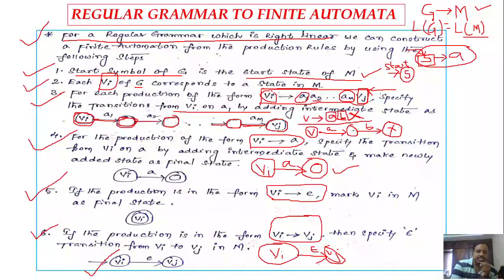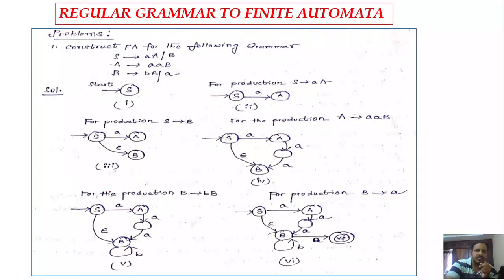Okay, next we will discuss one example here. So just try to do this problem. The problem is: construct finite automata for the following grammar. Whenever a grammar is given, you have to check whether it is a regular grammar or not, right? And moreover, as far as such a problem is concerned, you have to consider that the regular grammar must be right linear. So the grammar must be the right linear grammar, right? So just check out the productions.